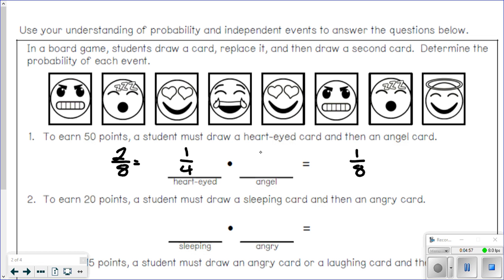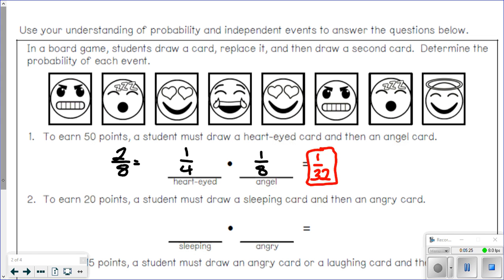So let's put that in here. And so to find our probability, multiply the top, multiply the bottom, and you get 1/32. Let me erase this 1/8. Okay, so the probability of these two things both happening, you find the probability of each one and multiply them together.